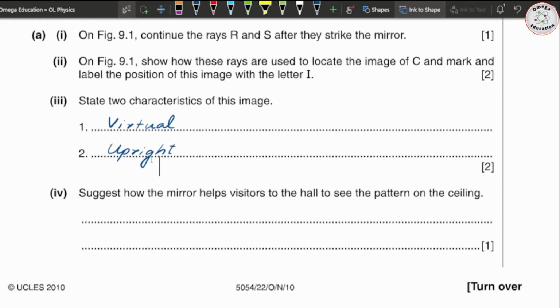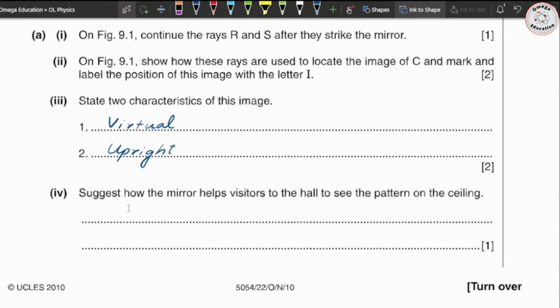And upright means if the object was having an orientation like this, then the image would also be in this orientation. But if the image is something like this, that would imply that the image is inverted.